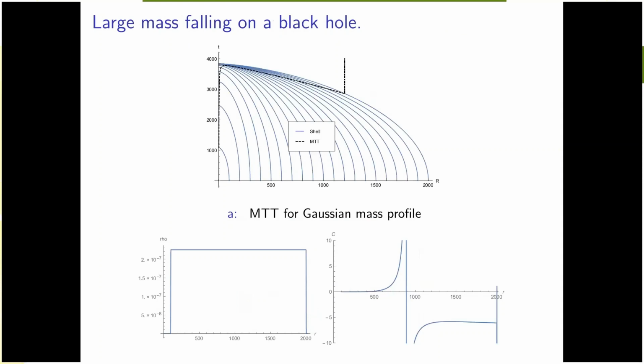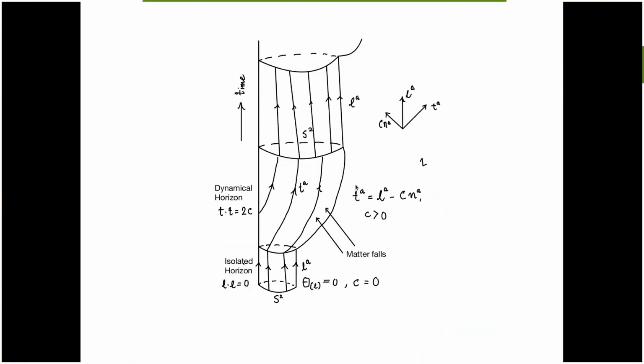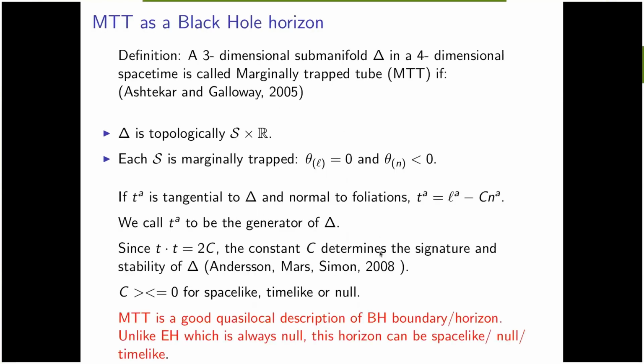But C has one more structure in it. It is not just the sign, that C equal to 0 is isolated and C positive is space-like. C also has the notion of stability of that marginally trapped tube. This was first studied by Anderson, Mars, and Simon in 2008, and they showed that when C is negative, the marginally trapped tubes are unstable, and when C is positive or zero, then those marginally trapped tubes are stable.